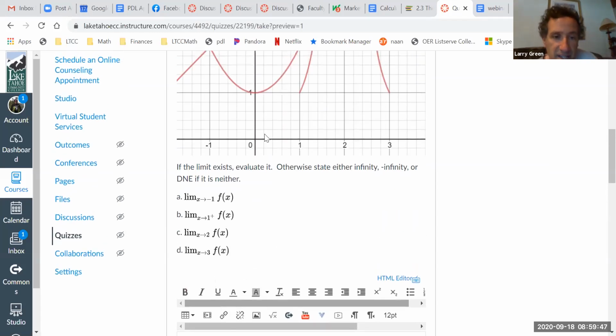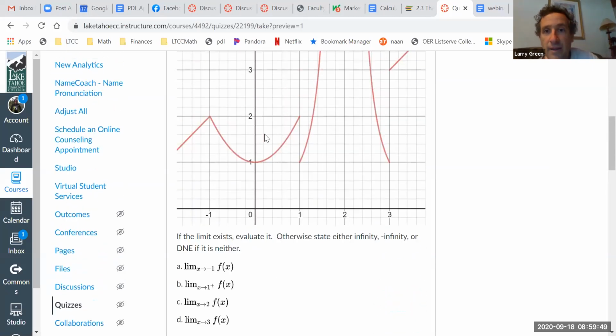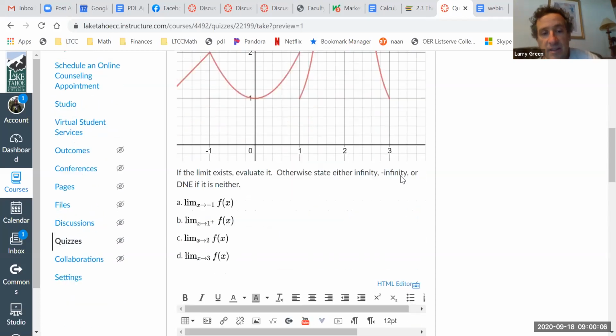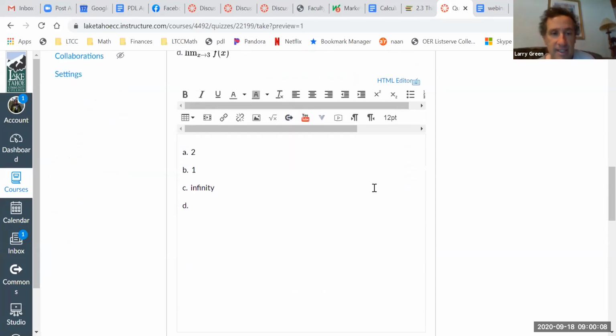Okay, and then part D is the limit as x goes to 3. Does not exist. Yeah, so notice if you go from the left, then you go towards 1. And if you go from the right, you go towards 3. And if you don't meet on the left and the right, then it does not exist. So part D is does not exist. Any questions at all on number 1 for the quiz?